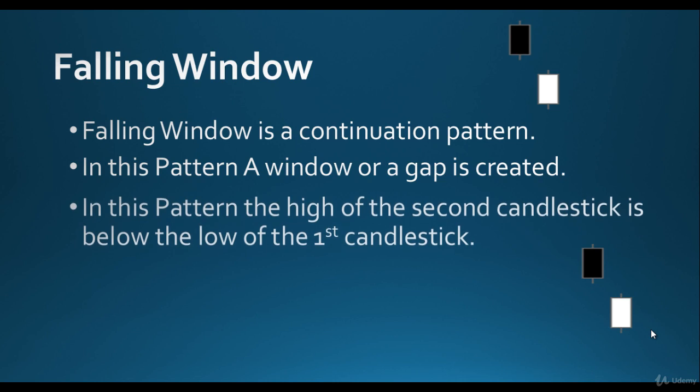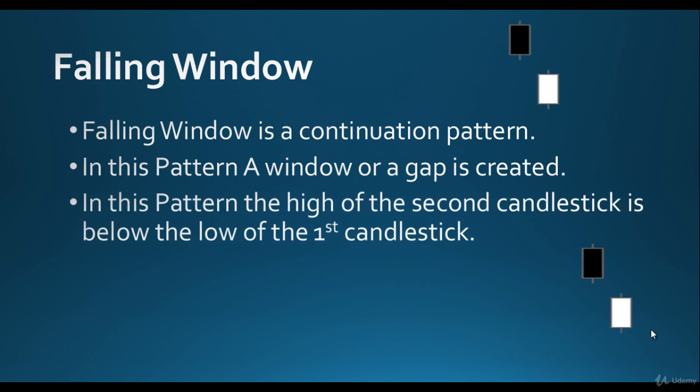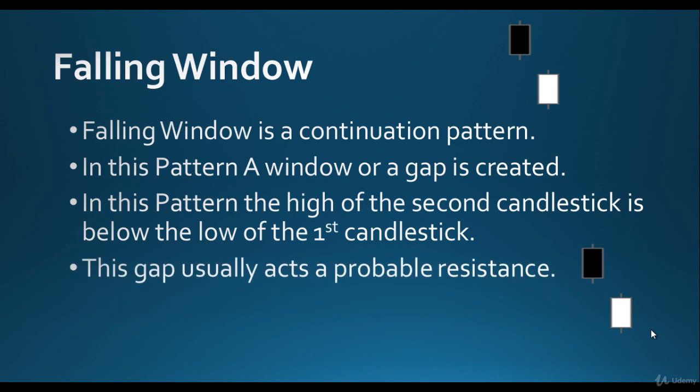really important pattern, because in this pattern the high of the second candlestick is below the low of the first candlestick. So basically the complete green candle, the second candle, is below the first candle. Usually in stock trading it's not like this. The highs and lows usually overlap, but here they don't. It creates a gap between the low of the first and the high of the second candle. This gap usually acts as a probable and really strong resistance.